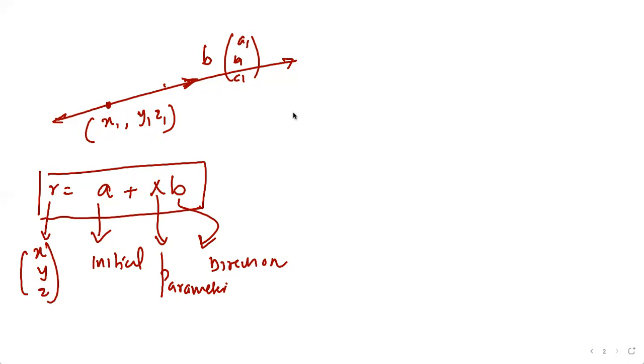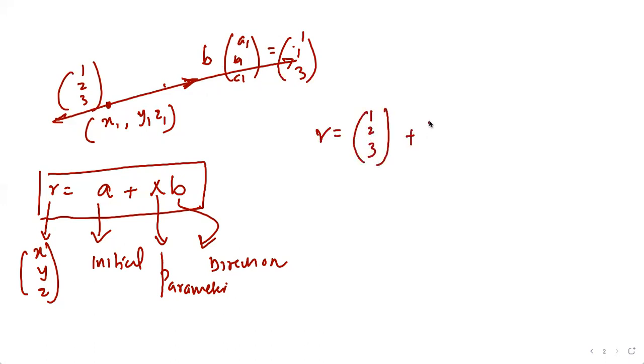Now, for example, let's say there is a bird sitting here at 1, 2, and 3. The position vector is 1, 2, 3, and its direction vector is, let's say, 1, 1, and 3. So the vector equation of this line will be 1, 2, 3 plus t times 1, 1, 3. Instead of lambda, I can take any parameter, any constant I want. So that's your vector equation of this line.